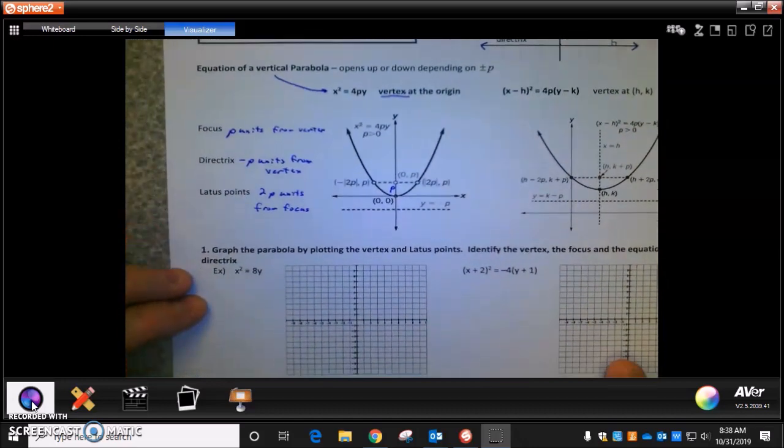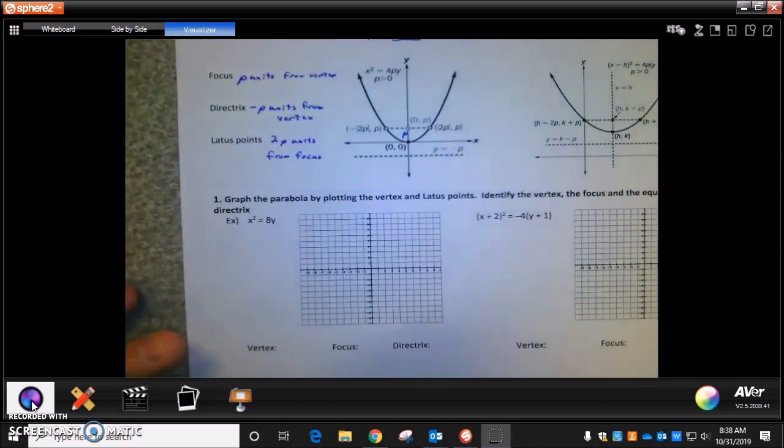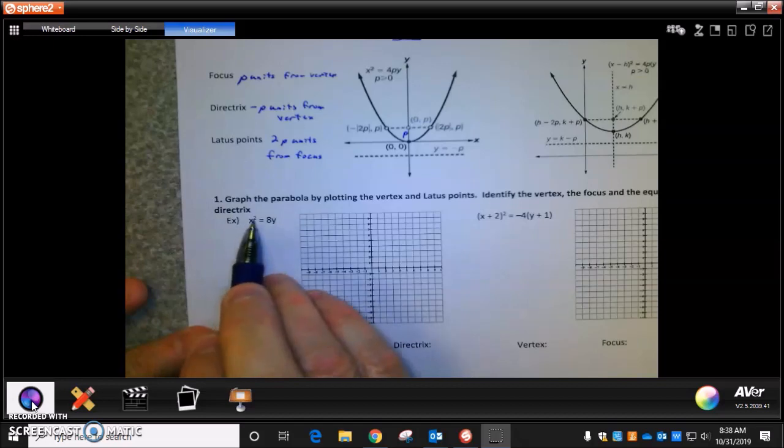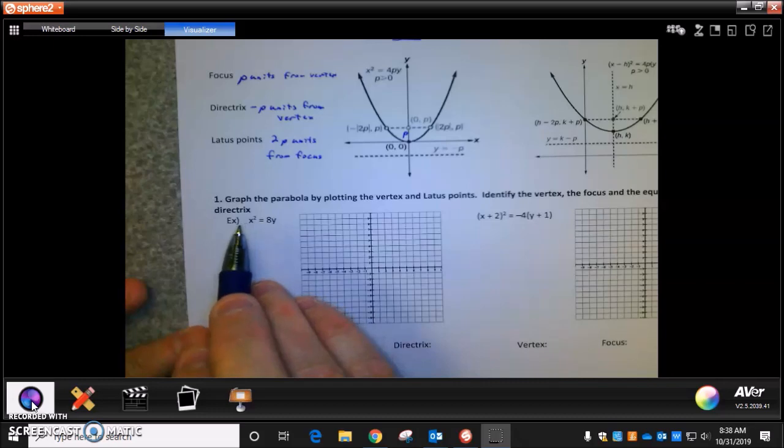So look at number 1. Look at the first example on number 1. So here is my parabola: x squared equals 8y. Because the x is squared, this is a vertical parabola.